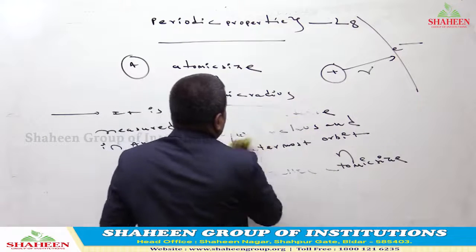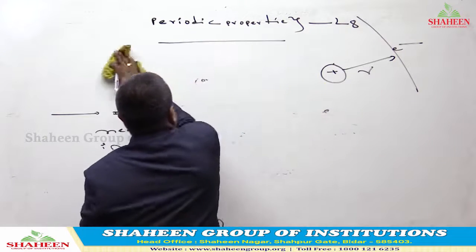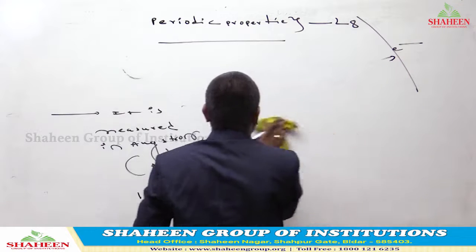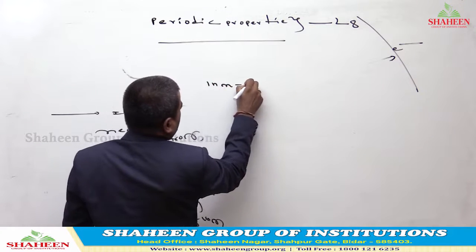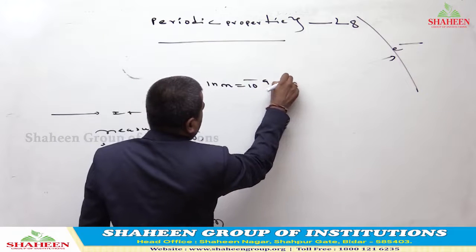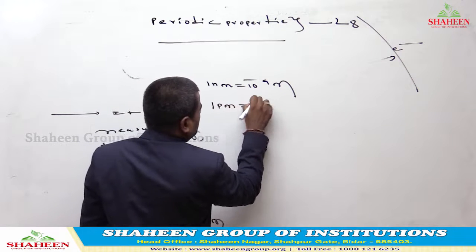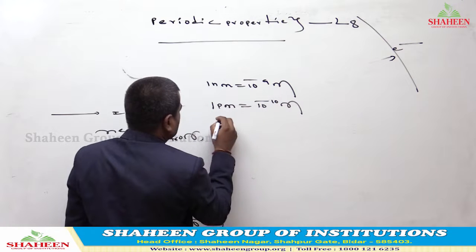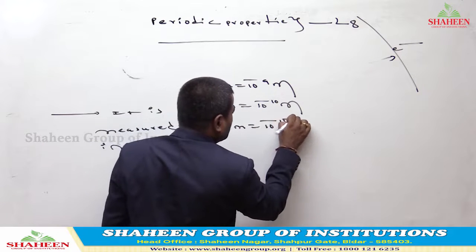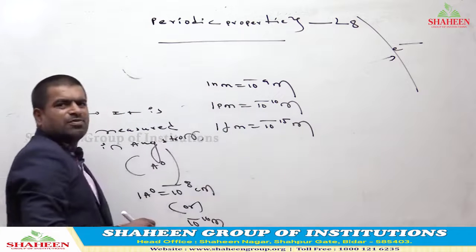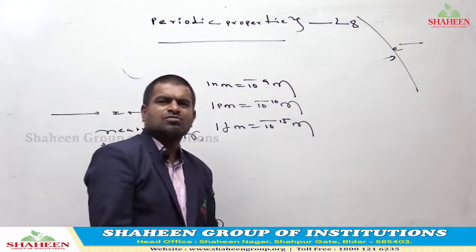You should also know that 1 nanometer equals 10 to the power of minus 9 meter. 1 picometer equals 10 to the power of minus 10 meter. 1 femtometer equals 10 to the power of minus 15 meters. Remember these values students. This is about atomic radius.